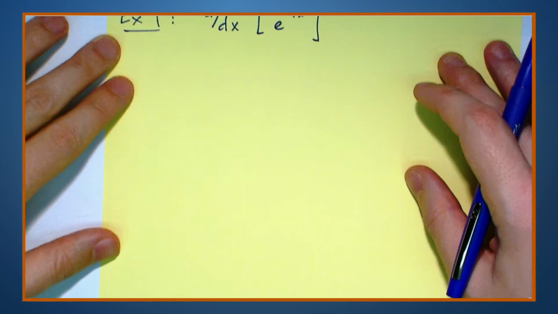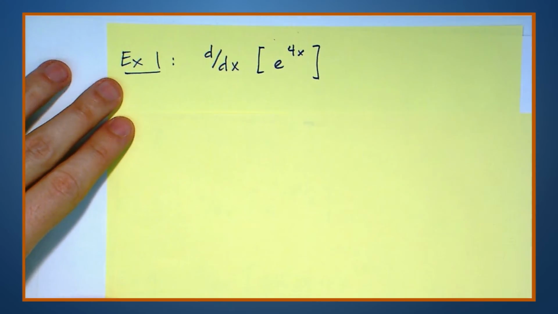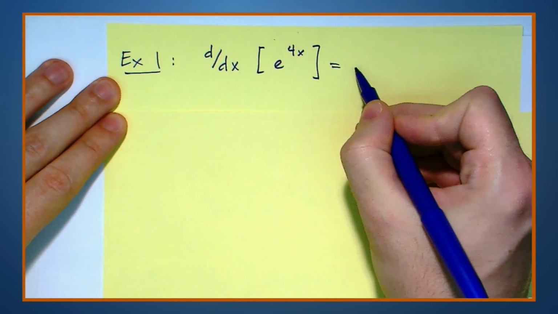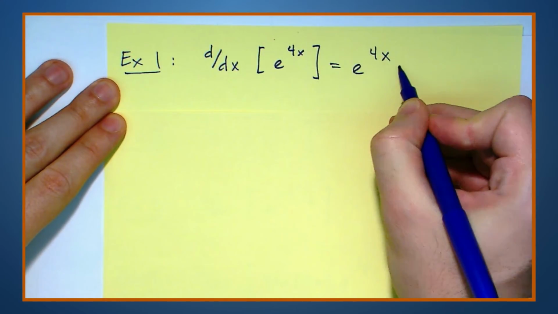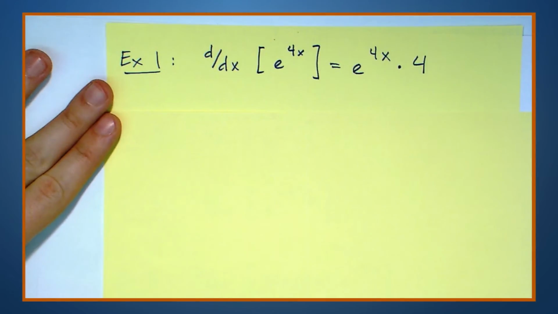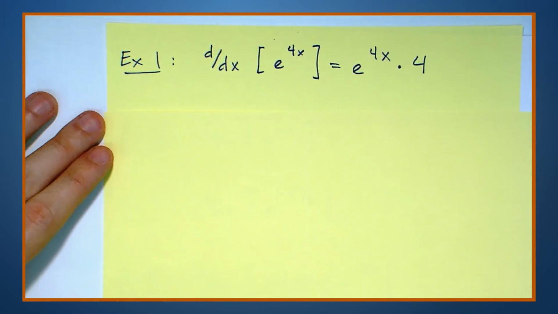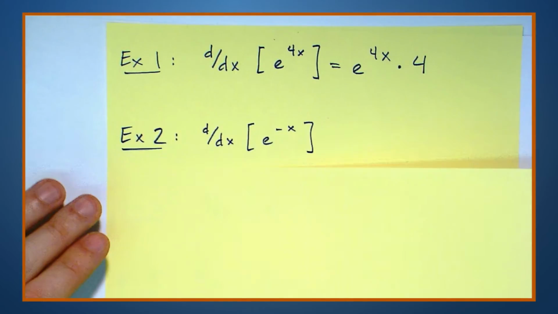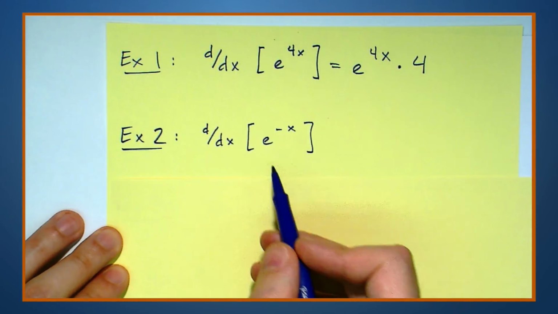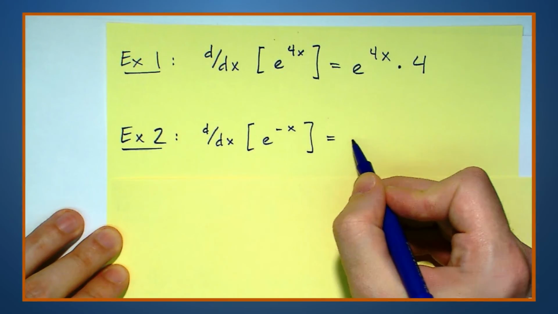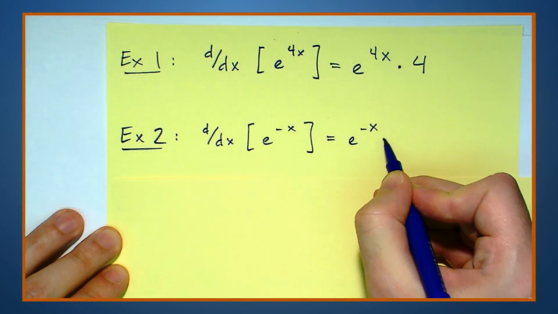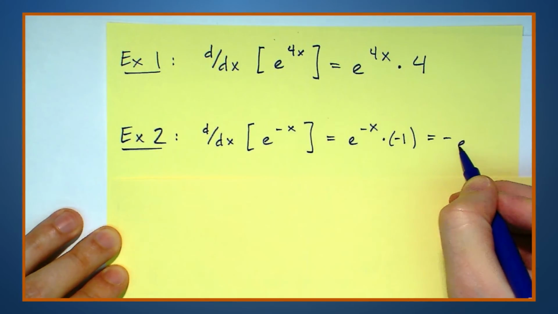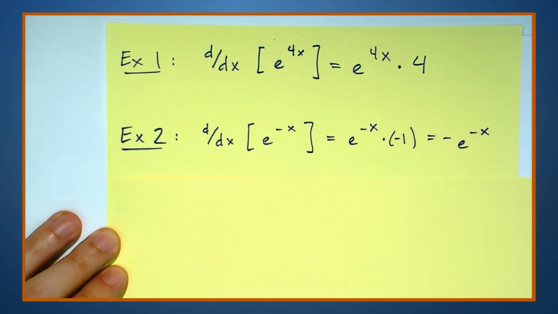Example 1. What if the function is a constant times x? Well, the derivative of e to the 4x is e to the 4x times 4 from the chain rule. Or you could write 4e to the 4x. Oftentimes, this just works with a minus 1. So the derivative of e to the minus x is e to the minus x times minus 1. Or you might prefer to write minus e to the minus x.